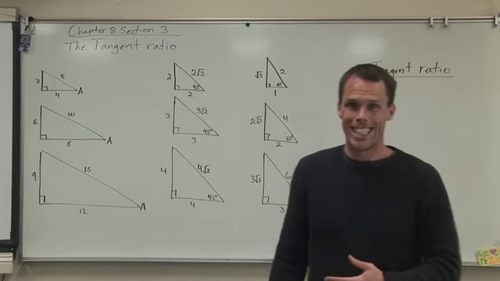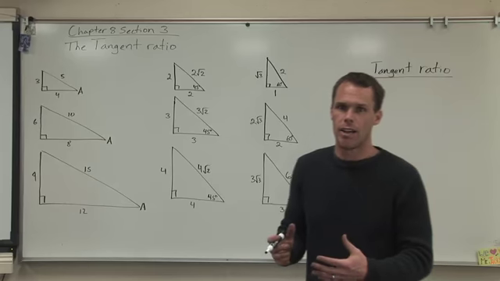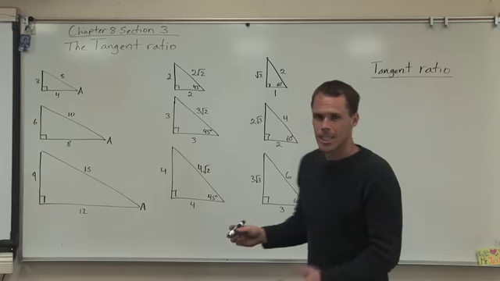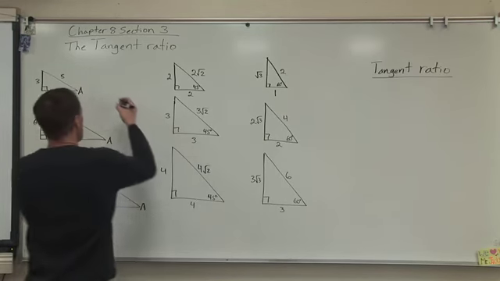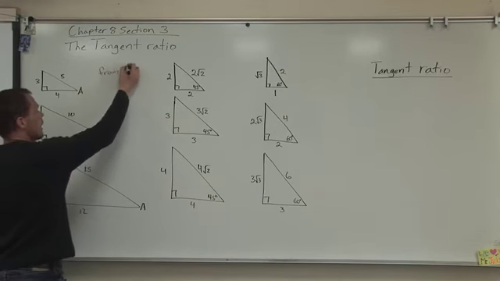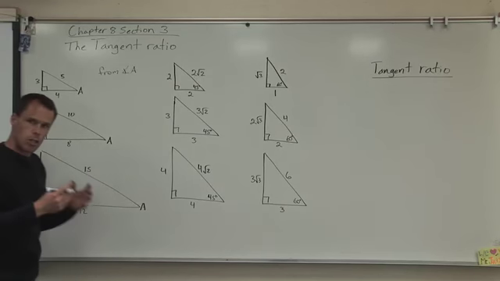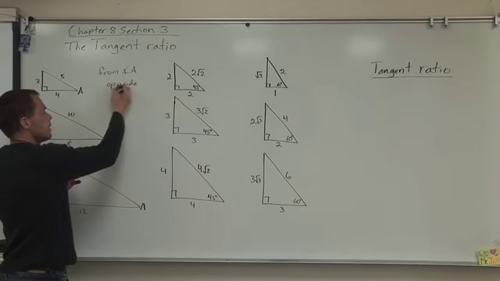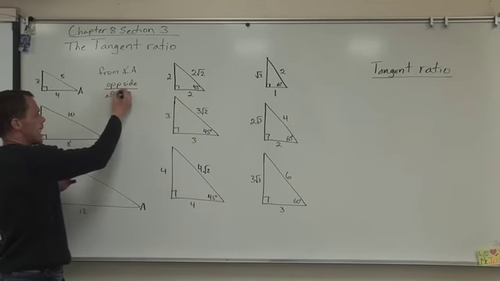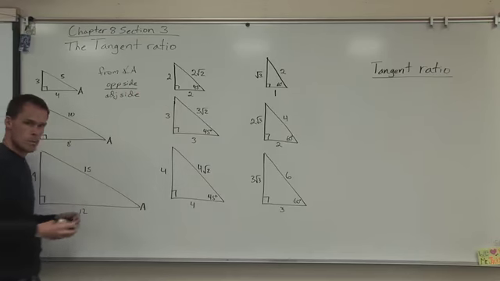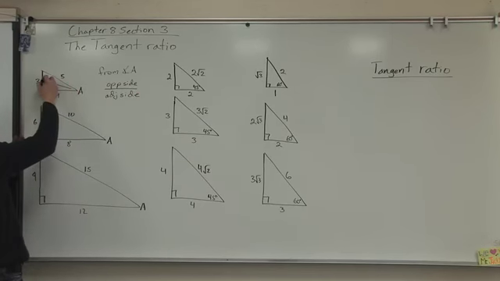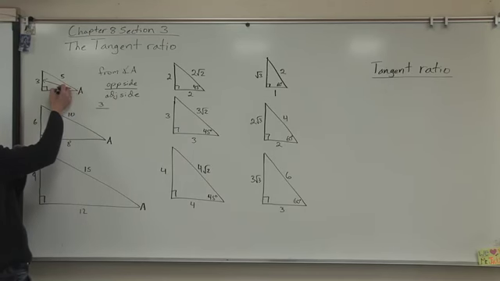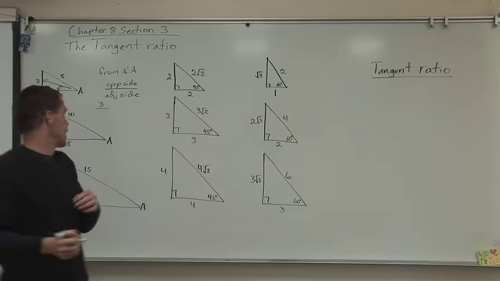What we're going to look at is the idea that these triangles have very specific relationships. And that relationship is, we're going to look here, from angle A, I want to look at the relationship between the opposite side over the adjacent side. So from angle A, the opposite side is 3, and the adjacent side, the one that is next to it, is 4.